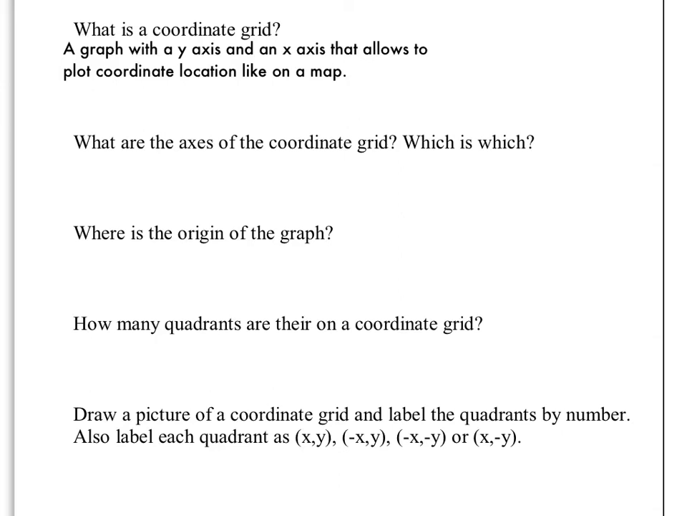All right, so a coordinate grid is a graph with a y-axis and x-axis that allows us to plot coordinate locations like on a map. What are the axes on a coordinate grid? And which is which? Katie. So I hear Katie telling me the x-axis is the horizontal axis.